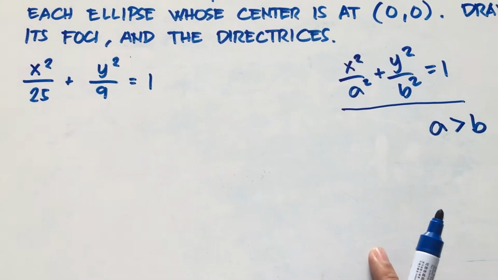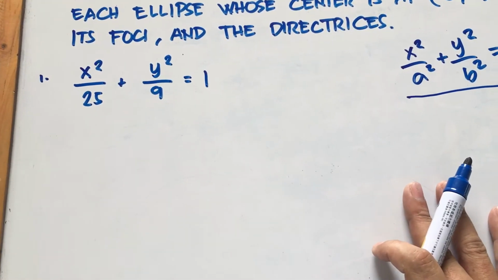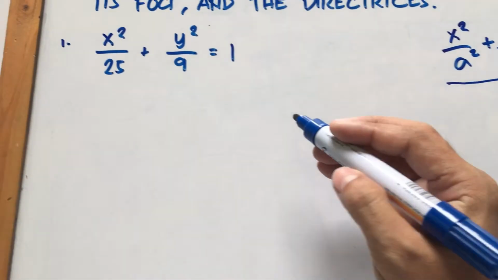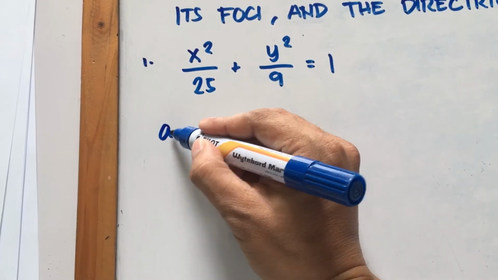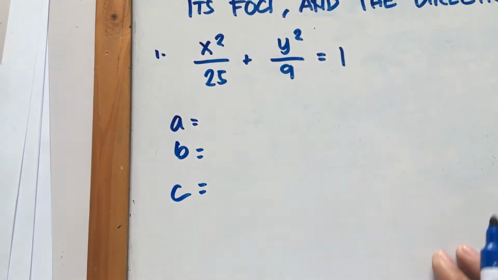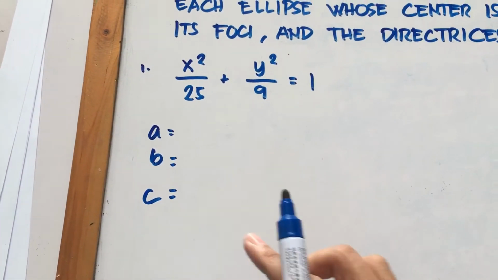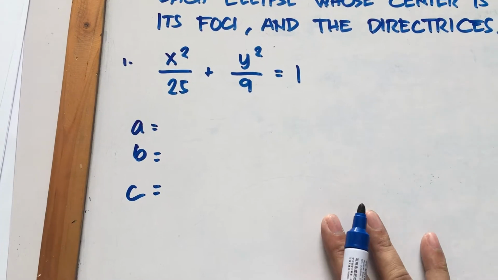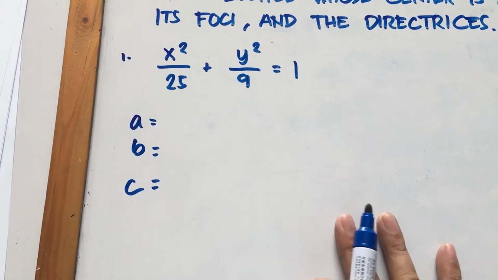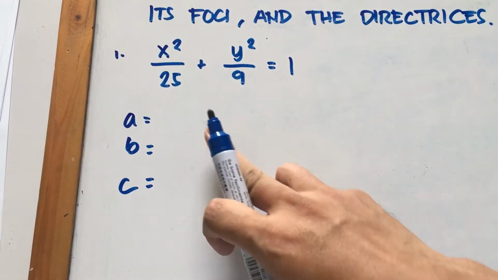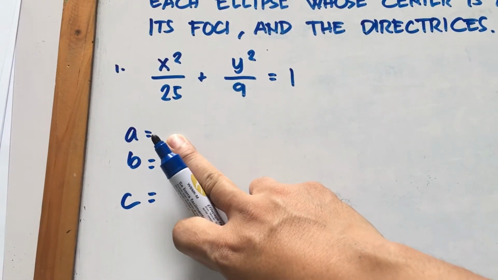Okay. Now, before we can solve everything, we need to solve first the value of your a, the value of your b, as well as the value of your c, because we will use these values later on in determining our vertices, foci, major axis, and so on and so forth. So first, how can we actually solve for the value of your a?